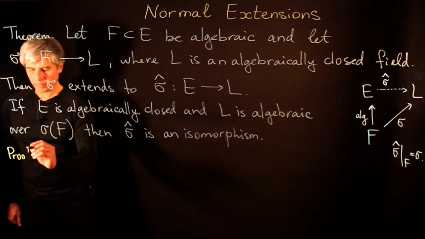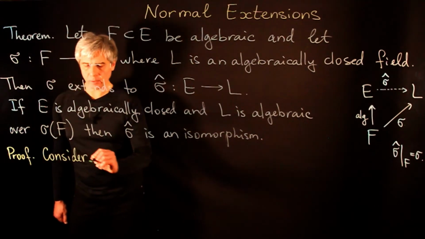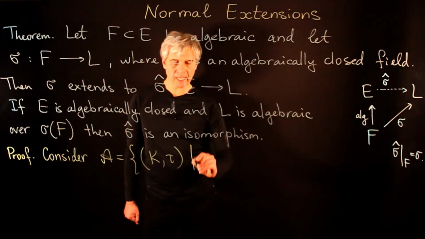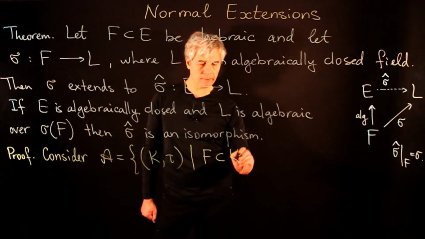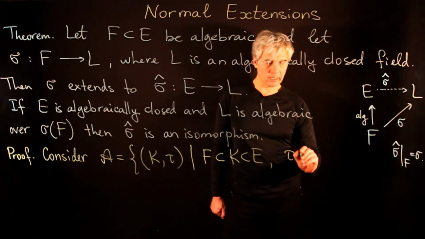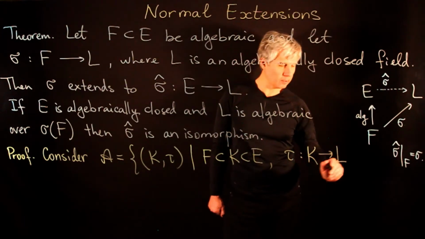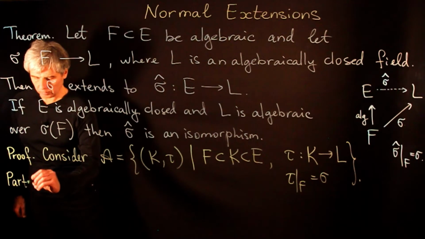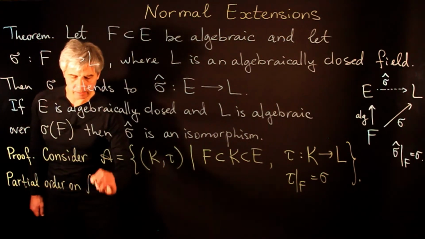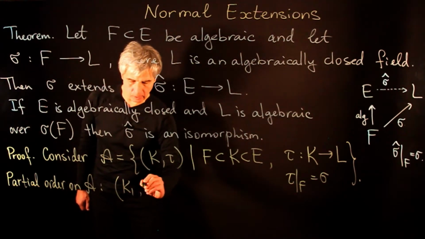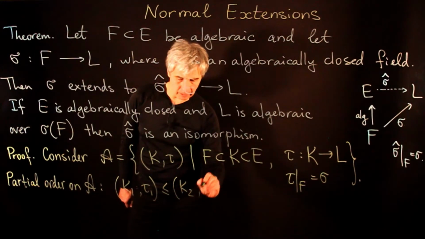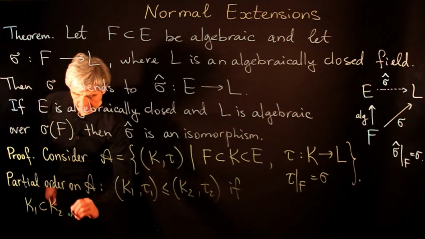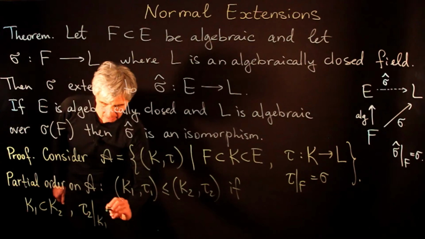Let's give a proof of this theorem. Consider the following set A of pairs. These are pairs K and tau, where K is a field extension which is in between F and E, and tau is a map from K to L such that tau restricted to F is equal to sigma. We introduce a partial order on the set A in the following way. We say that (K1, tau 1) is less or equal to (K2, tau 2) if, first of all, K1 is a subfield inside K2, and secondly, tau 2 restricted to K1 is equal to tau 1.